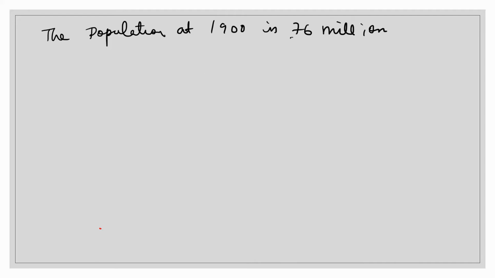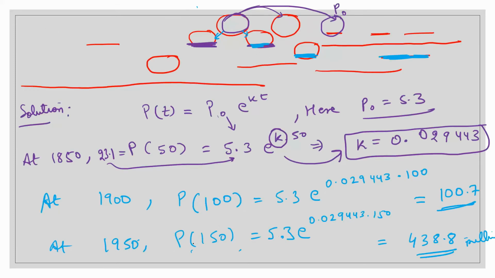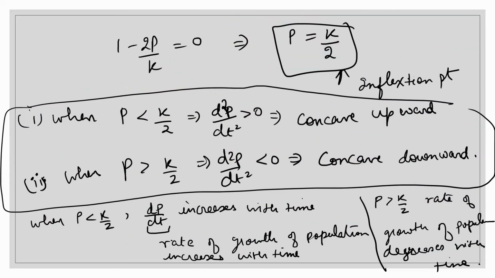So now according to the question, the population at 1900 is 76 million, right? This one is an exact value which is given, but in the exponential growth we can see that we are getting this much population, which is an error. So they are saying to rectify this with the help of the logistic model.